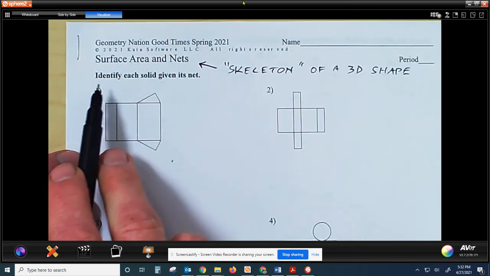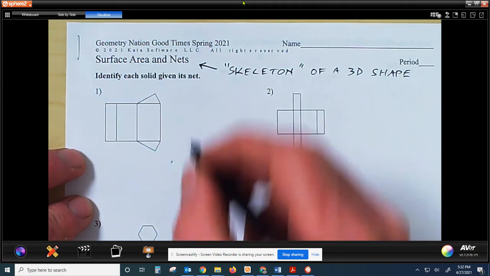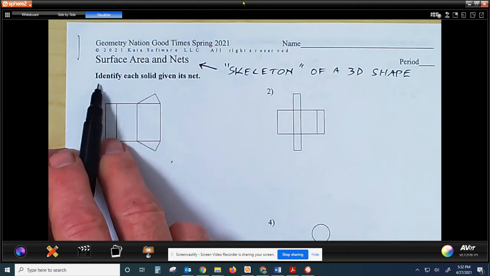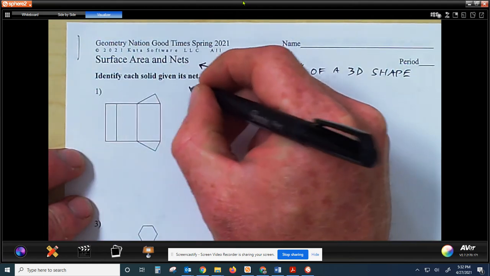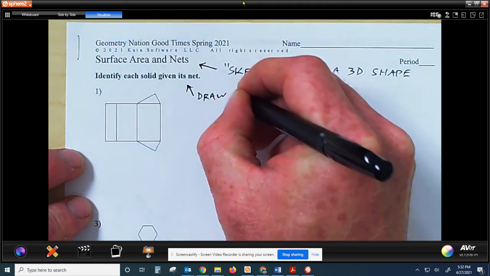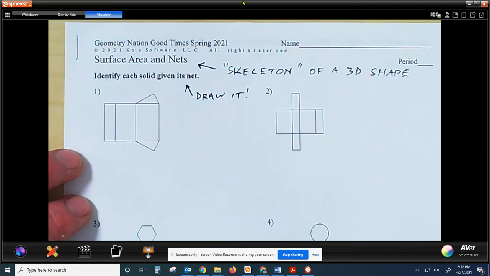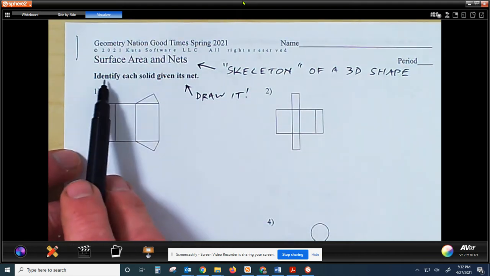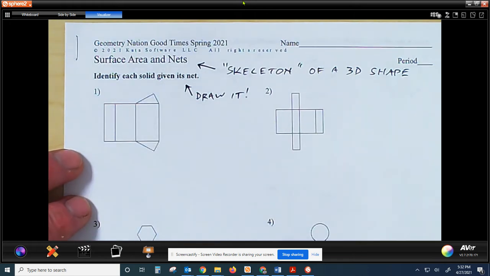When it comes to identifying each solid given its net, I am going to say that we should do some drawing here. And this is going for deeper understanding. Draw it. Try to draw what the shape would look like when reassembled into a solid.